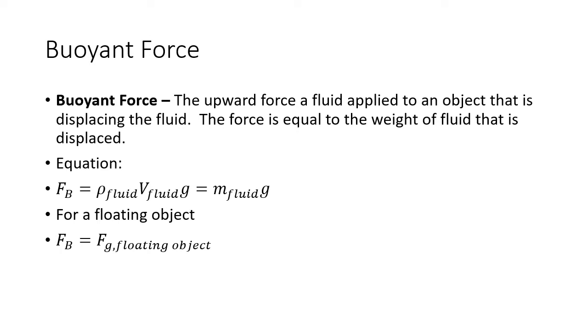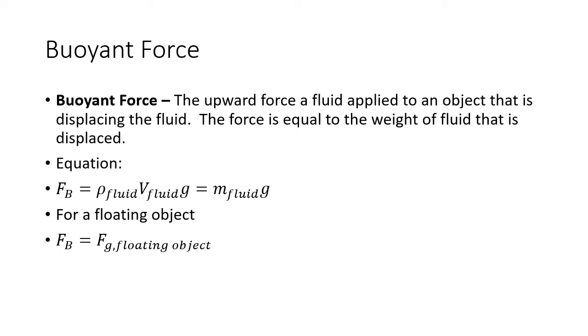Alright, so buoyant force. Buoyant force is when you put something in water, for example, it's the upward force that counteracts gravity. And so it's always going the opposite direction of gravity. And the force is equal to the weight of the fluid that is displaced. So for example, if you put a boat into water and the boat weighs 10 newtons, in order to float, it's going to displace 10 newtons of water. So it's going to push 10 newtons of water out of the way.